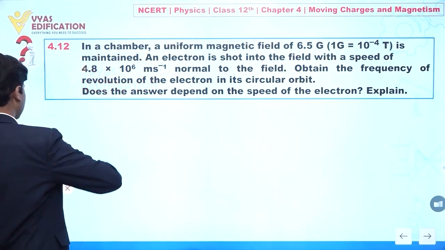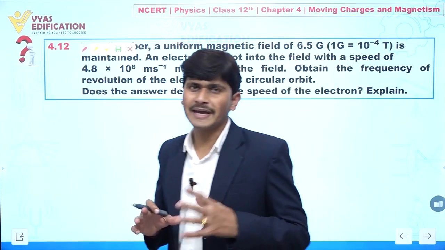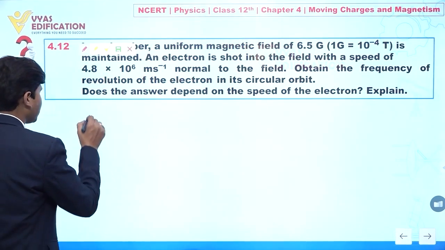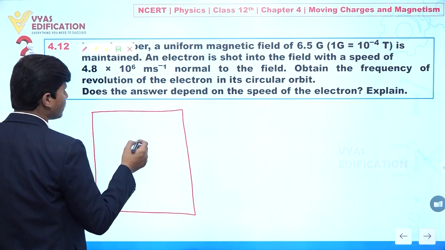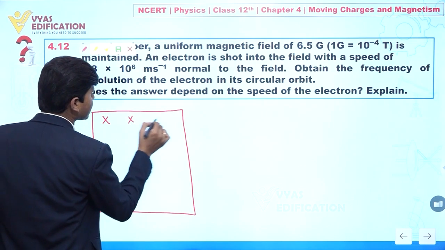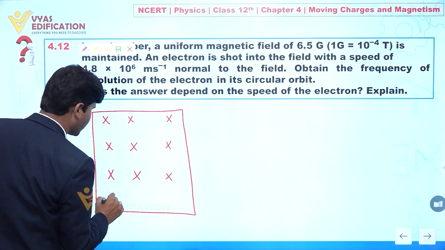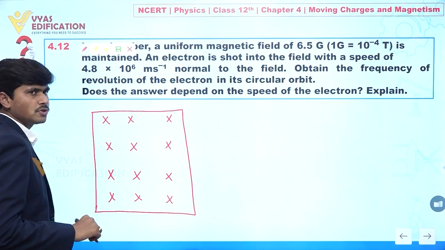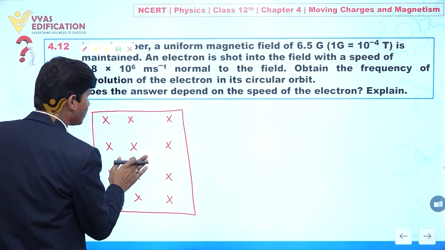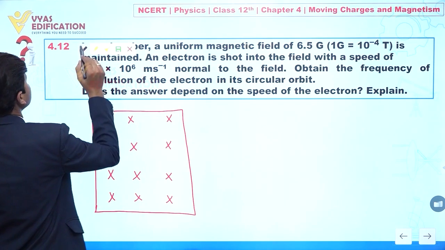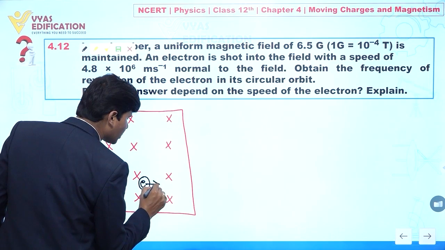This is just the given situation: we have a chamber and inside the chamber we have a uniform magnetic field. Let's suppose this is the chamber, and in it we have a uniform magnetic field perpendicular and inward. Now let's suppose an electron enters from any position, say from here, with its velocity vector in this direction.